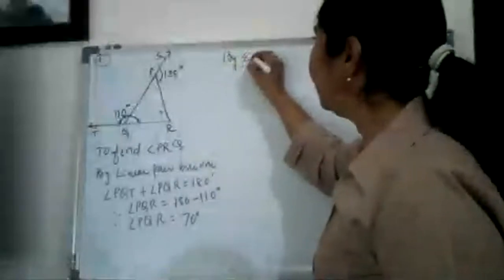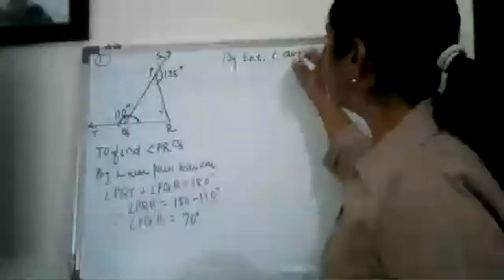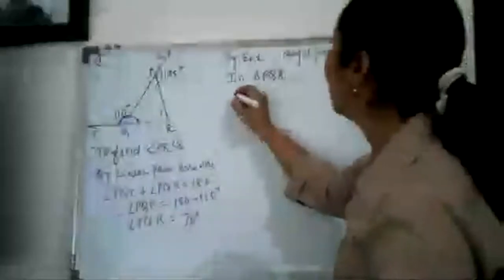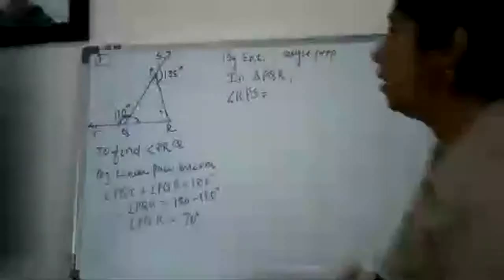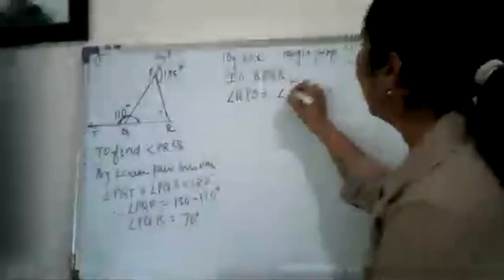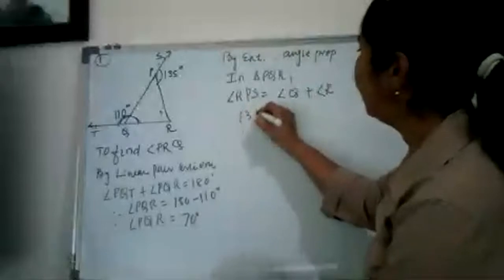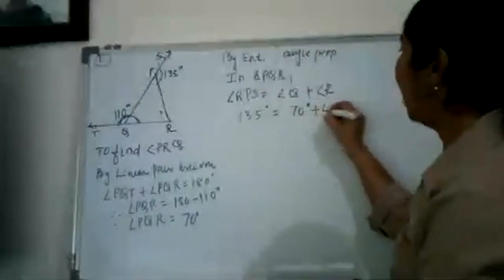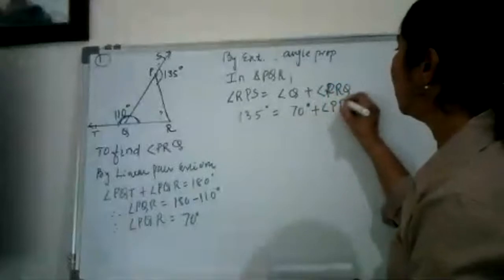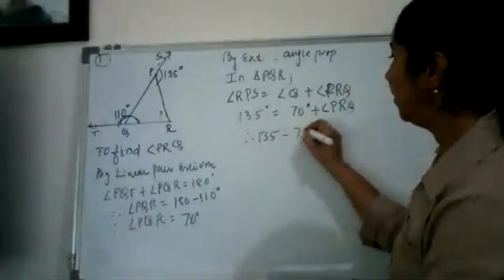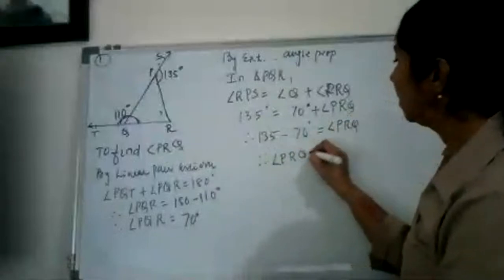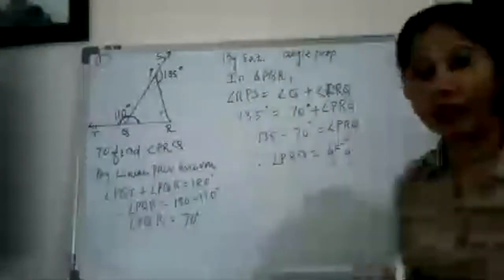And if this is 70 degrees, now I use the exterior angle property. So by the exterior angle property, in triangle PQR, we are given two, but I am using this one. Angle RPS is equal to the interior opposite angles, angle Q plus angle R. Now this is 135, and you got this one as 70. Angle Q plus angle R, that is nothing but angle PRQ. Therefore, 135 minus 70 degrees. So how much do we get for angle PRQ? 135 minus 70, that is 65 degrees.